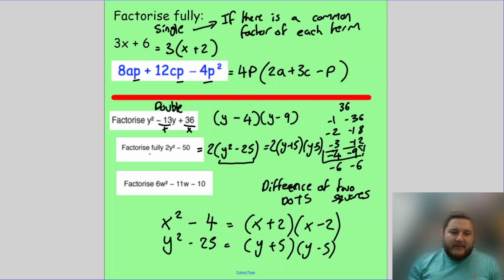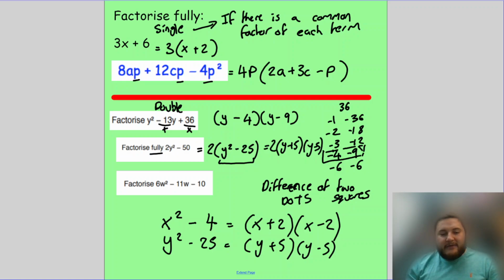The key term here is fully. If I had left it like this, I haven't factorised it fully. I factorised it partially because I've taken the 2 out as a single bracket, but I haven't factorised fully because it is then a double bracket factorisation. So just a really interesting technique there where you actually could do a single bracket, then a double bracket factorisation straight after each other.